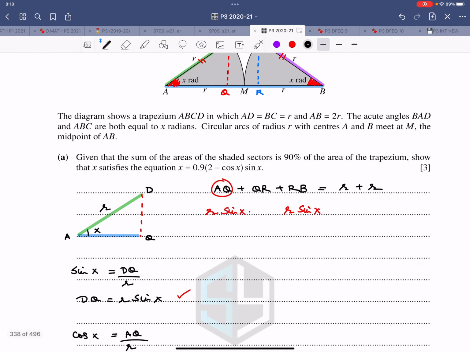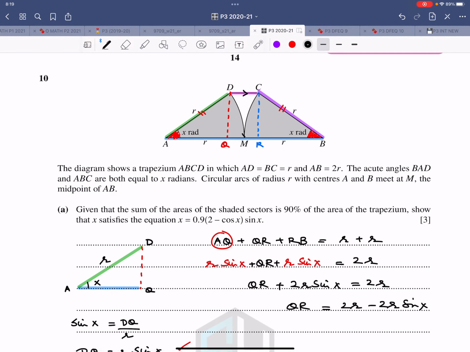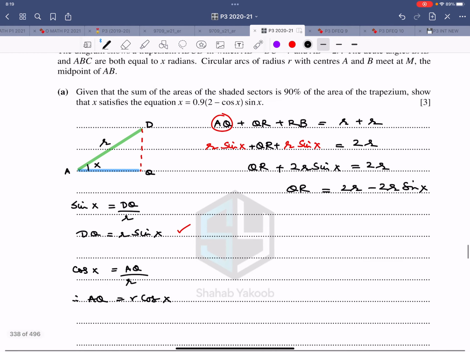And this is equals to 2R. Therefore, QR plus 2R sine X is equals to 2R. Therefore, QR is 2R minus 2R sine X. That's the first thing. Also remember, since the sides are parallel, QR is the same thing as DC. QR is the same thing as DC. That's also one thing.